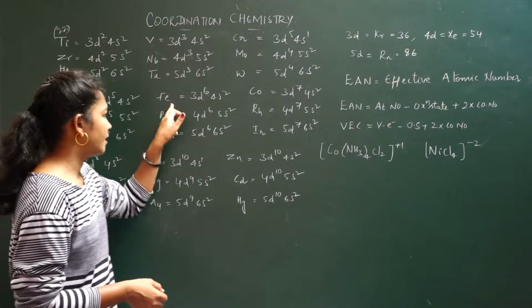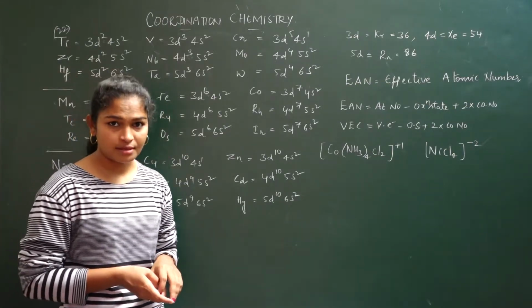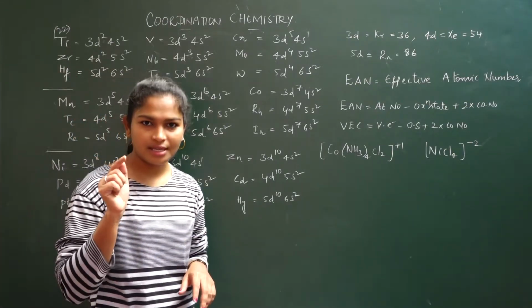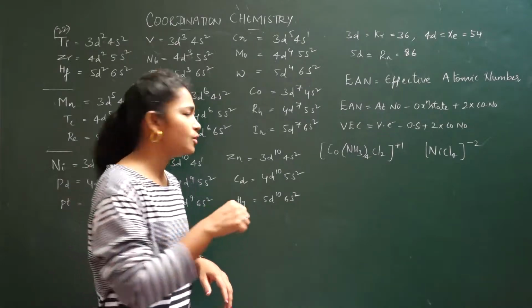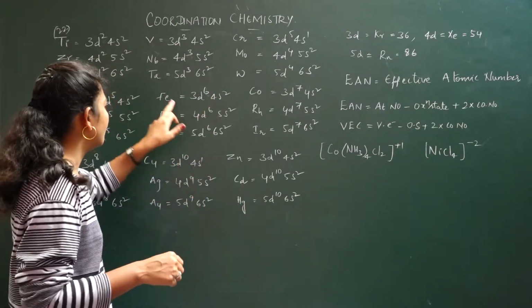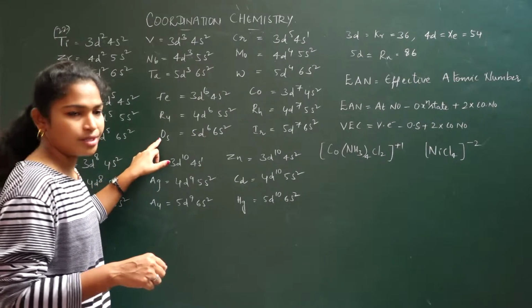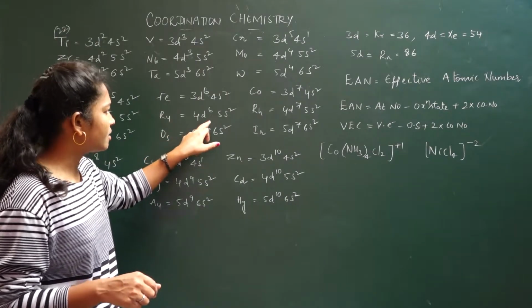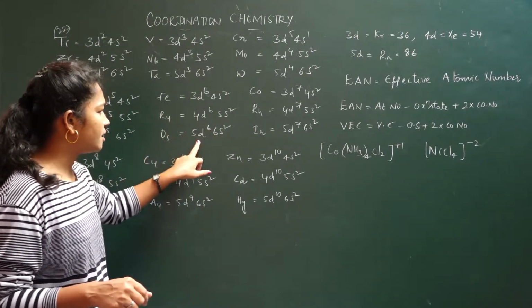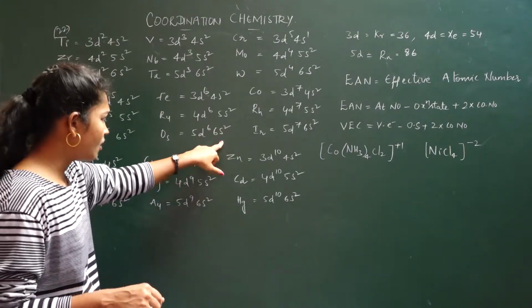Now comes iron. Iron has atomic number 26. That means 6 electrons will be in the d and 4s2. So 3d6 4s2. Iron, ruthenium, osmium. Ruthenium is 4d6 5s2. Osmium is 5d6 6s2.